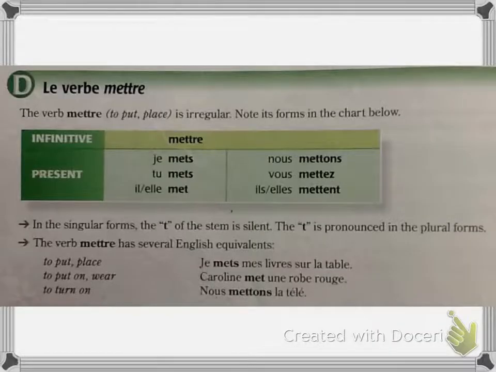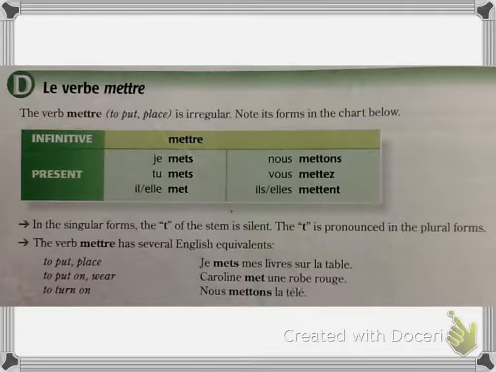So taking a look at how it's presented in your textbook, le verbe mettre, the verb mettre, to put or place, is irregular. Note the forms in the chart below. S'il vous plaît, répétez. Mettre, je mets, tu mets, elle met, nous mettons, vous mettez, elles mettent. In the singular forms, the T of the stem is silent. The T is pronounced in the plural forms.